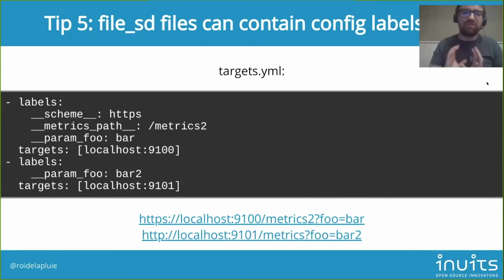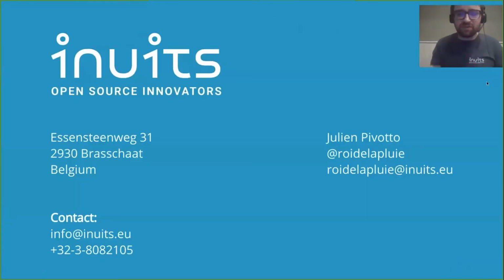So with this single file, I am able to configure an HTTPS target with /metrics2 instead of /metrics and foo equal bar, and then a second one which will have foo equal bar2, but we still use the default HTTP and the default /metrics endpoint. So those were my 5 tips for you for service discoveries. Thank you for listening. Bye.